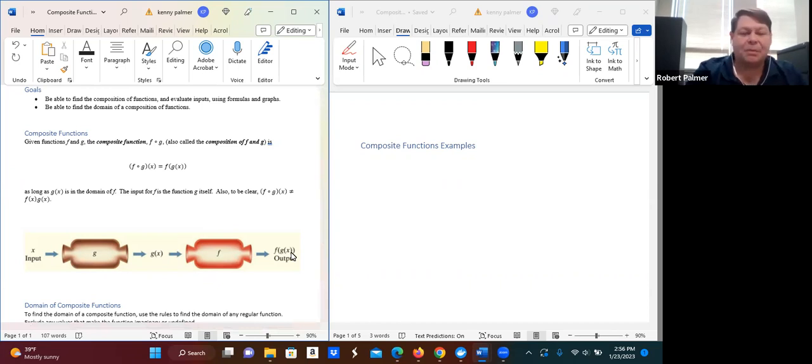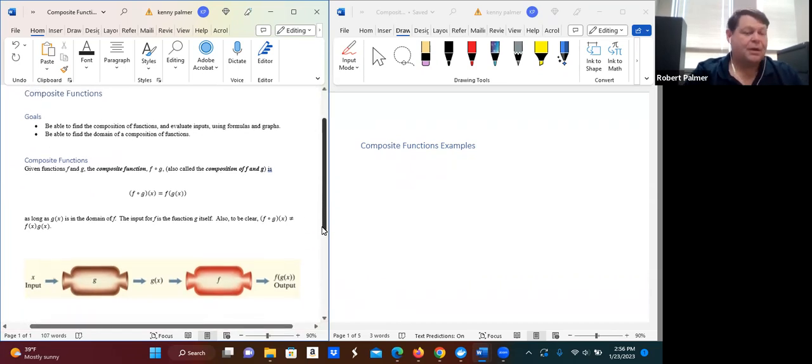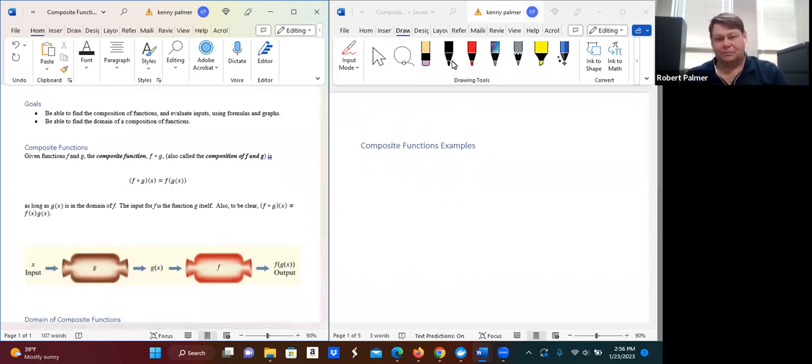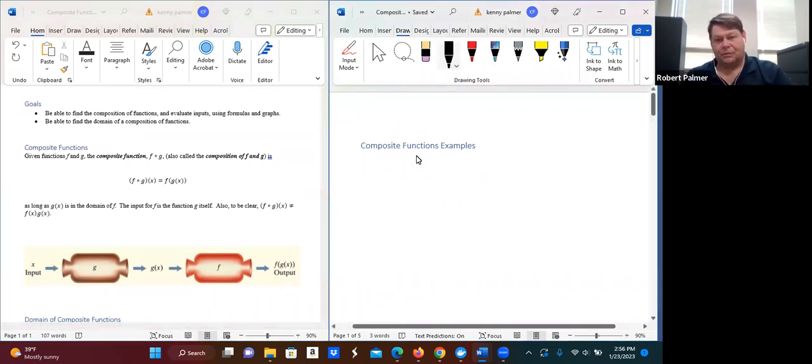So let's take a look at a few examples of composite functions, to get the feel for how this works, and also look at some inputs. Then we'll discuss domain. Okay, so let's look at some examples. Let's say we have some example functions. So let's say we have these three functions we're going to use.